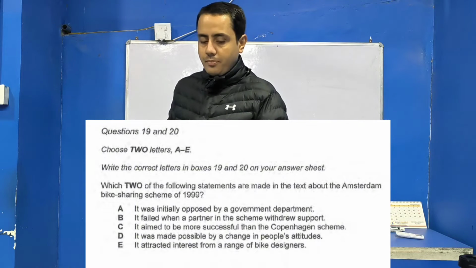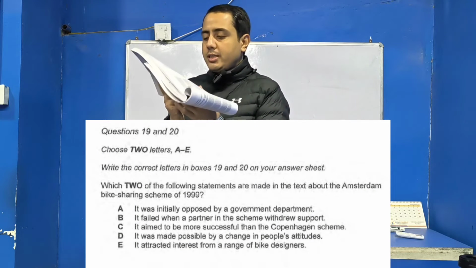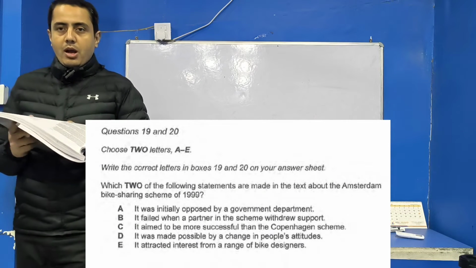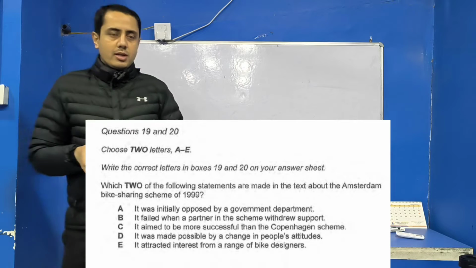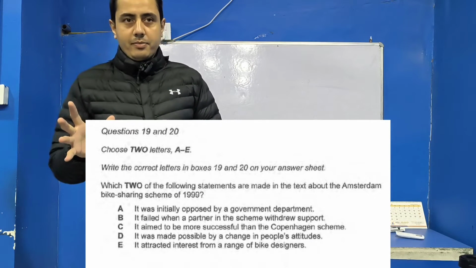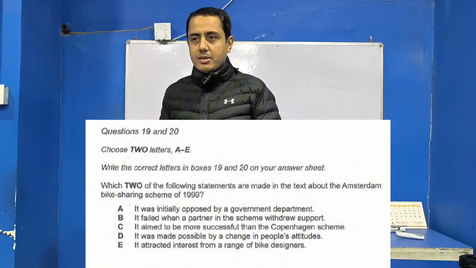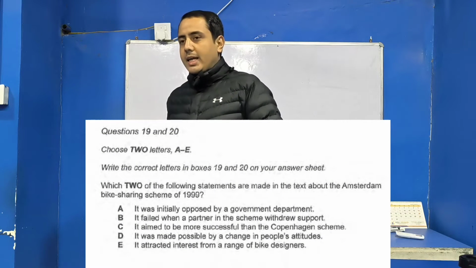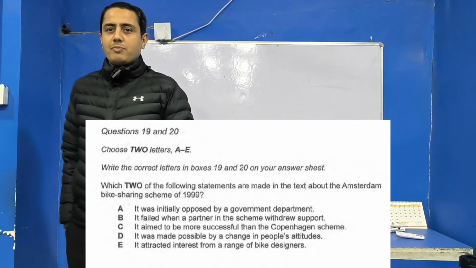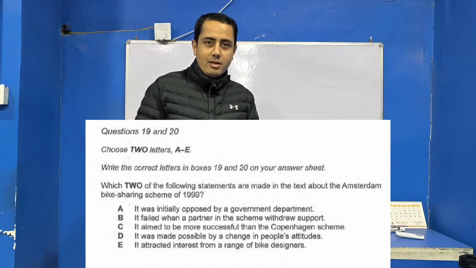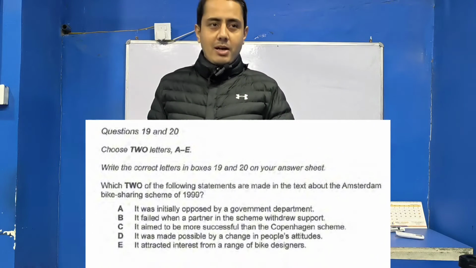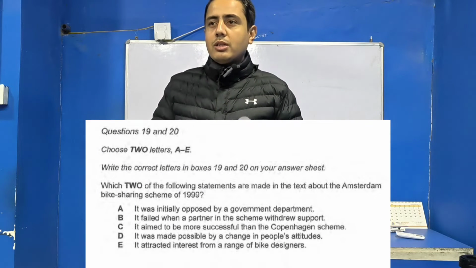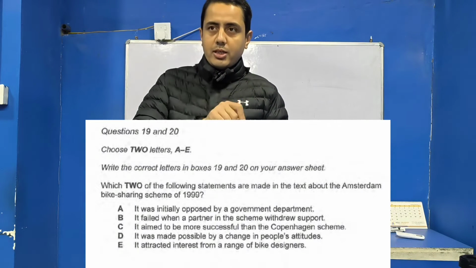There are five options. Option A: it was initially opposed by a government department. Opposed means did not support. Department in Nepali means Bibhag. Can you name some government departments from Nepal? Inland Revenue Department, that is Rajaswa Bibhag in Nepal. Yatayat Bibhag, Department of Transport. Sadak Bibhag, Department of Roads. Aushadhi Bibhag. So things like these. A government department not supporting it is the first option.